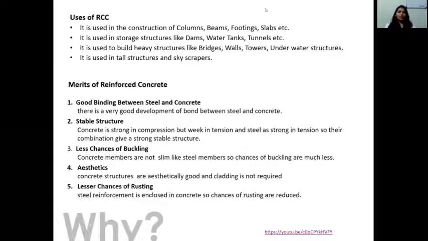Now, all this information that I have talked about gives you an insight into why concrete, what are the qualities, and what are the principles behind RCC. Okay. So let us check a video that I would like to show you.